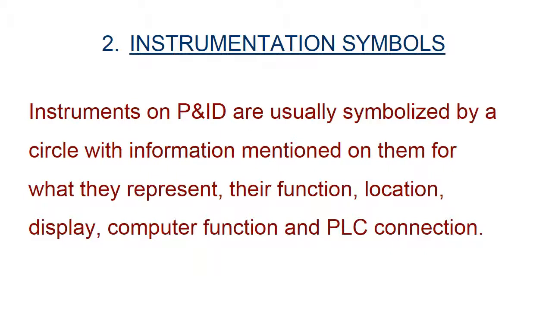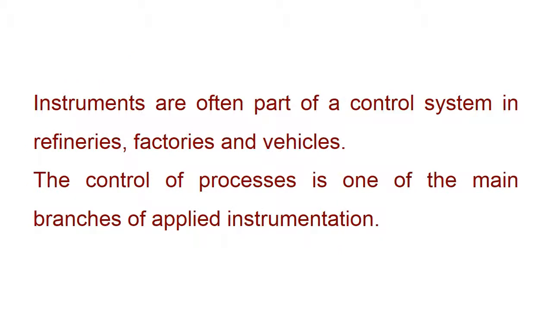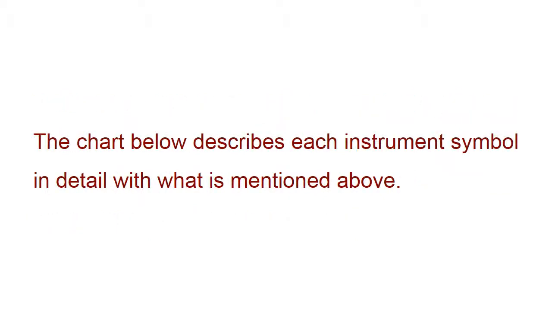Instruments on P&ID are usually symbolized by a circle with information mentioned on them for what they represent, their function, location, display, computer function, and PLC connection. Instruments are often part of a control system in refineries, factories, and vehicles. The control of processes is one of the main branches of applied instrumentation. The chart below describes each instrument symbol in detail with what is mentioned above.